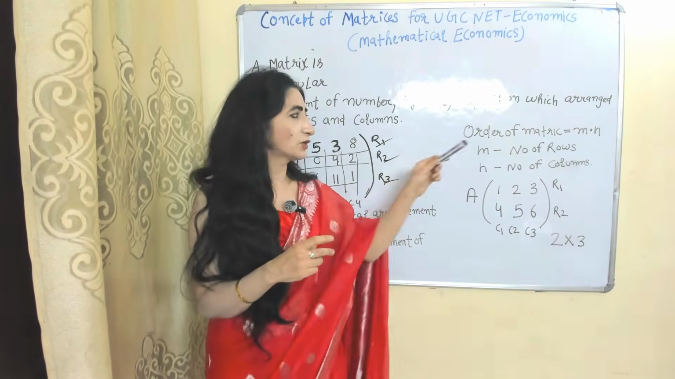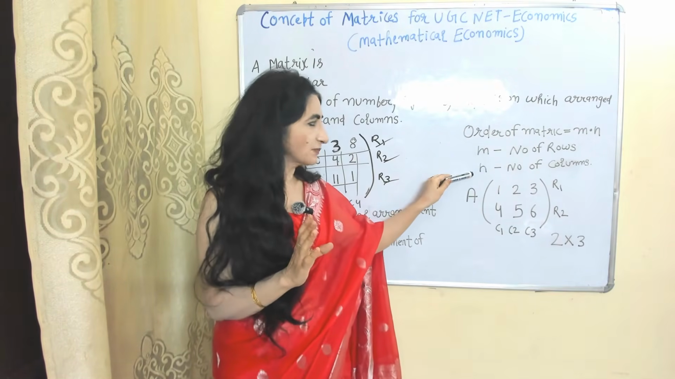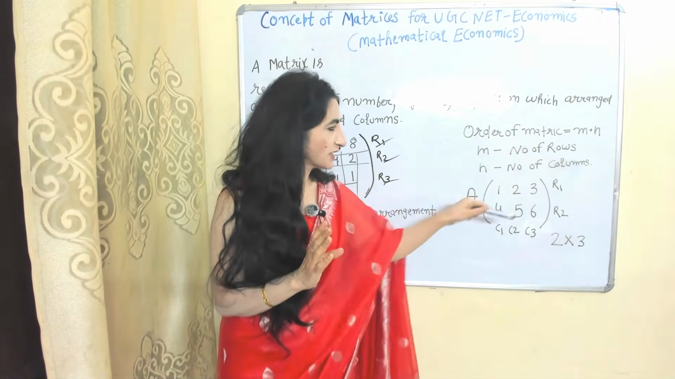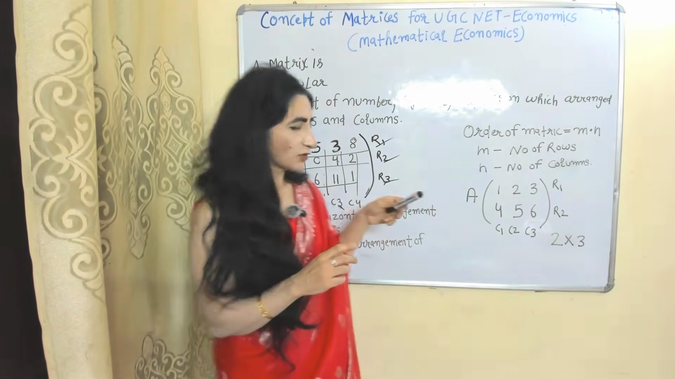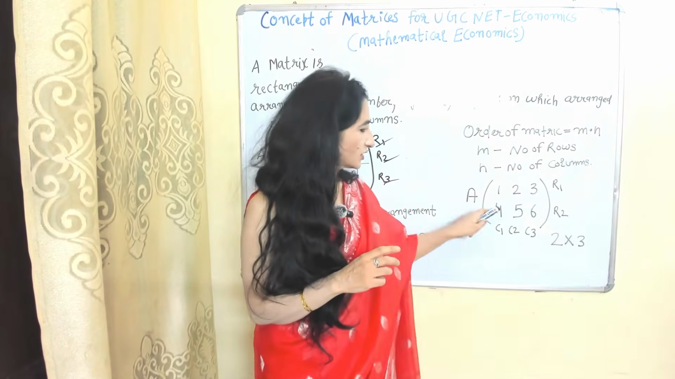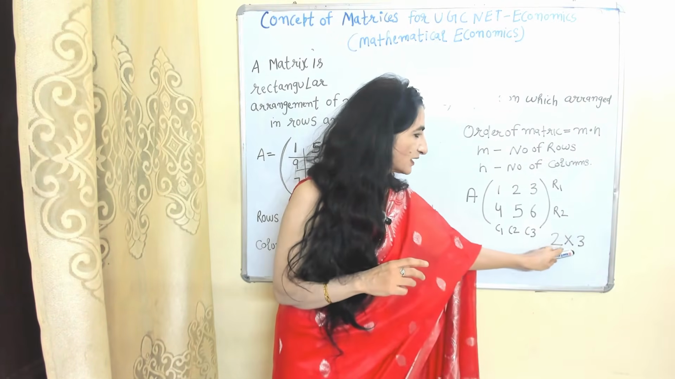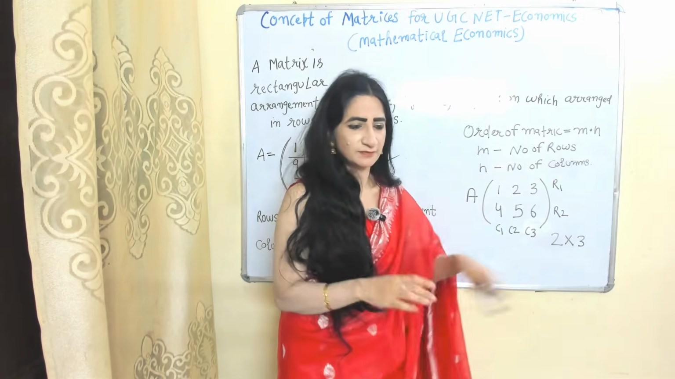What do you mean by order of a matrix? Order of a matrix is equal to m into n. M represents the number of rows, N represents the number of columns. In this matrix you can see the number of rows is 2, row 1, row 2, and the number of columns is 3, column 1, column 2, column 3. That's why the order of this matrix is 2 into 3.